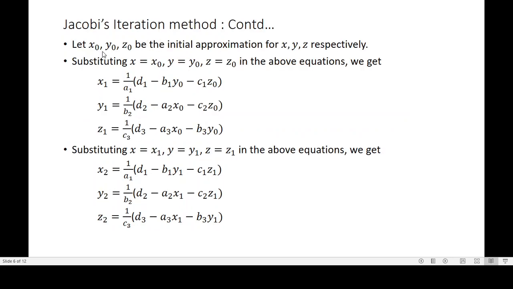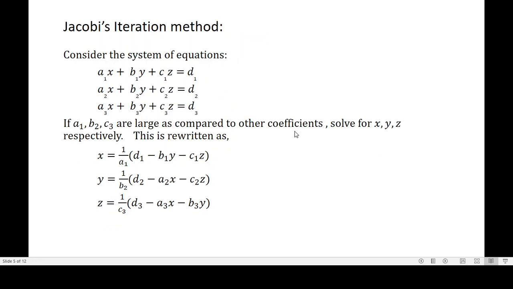Now let us begin with an initial approximation for the solution. Say x0, y0, z0 be the initial approximation for x, y, z respectively. Now let us substitute x is equal to x0, y is equal to y0, z is equal to z0 on the right hand side of these equations, and obtain the first approximation or the first iteration x is equal to x1, y is equal to y1 and z is equal to z1.